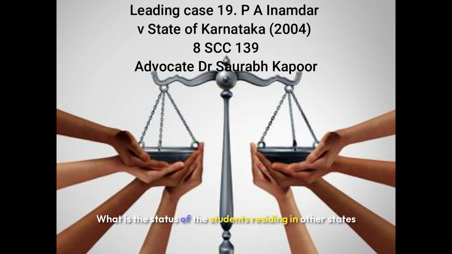Q3. What is the status of the students residing in other states where they are not in minority? Ans 3. Students of the community residing in other states where they are not in minority shall not be considered to be minority in that particular state, and hence their admission would be at par with other non-minority students of that state. Q4. What is Article 19(1)(a)? Ans 4. Article 19(1)(a) says that everyone has the right to freedom of opinion and expression. This right includes freedom to hold opinions without interference and to seek, receive and impart information and ideas through any media and regardless of frontiers.